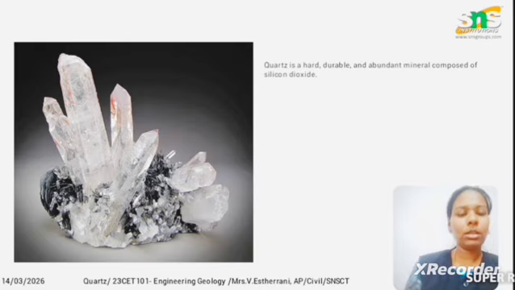This quartz is generated from the sedimentary rock called sandstone. Sandstone is the main part where the quartz is generated from. Quartz is very hard. The hardness of the quartz mineral is around 7. Next one is the durability. Durability is nothing but the lifespan of the mineral. The hardness and the durability are very high in this quartz mineral.